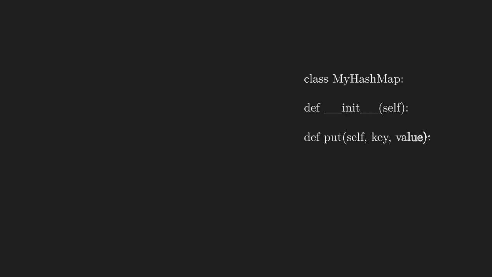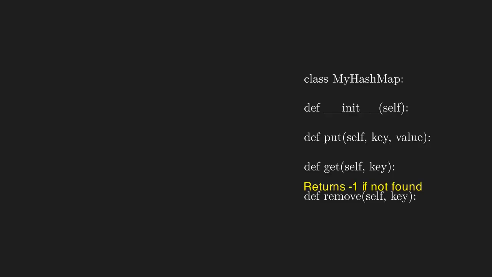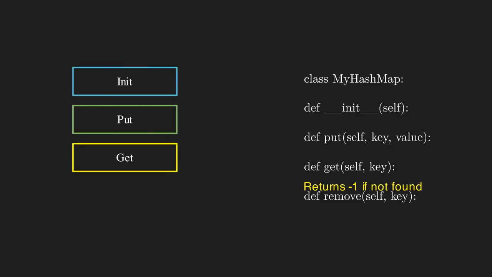Let's break down the requirements. We need to implement 4 methods. First, an initialization method to set up our data structure. Second, a put method to insert or update a key value pair. Third, a get method to retrieve a value by its key, returning -1 if it doesn't exist. Finally, a remove method to delete a key value pair.